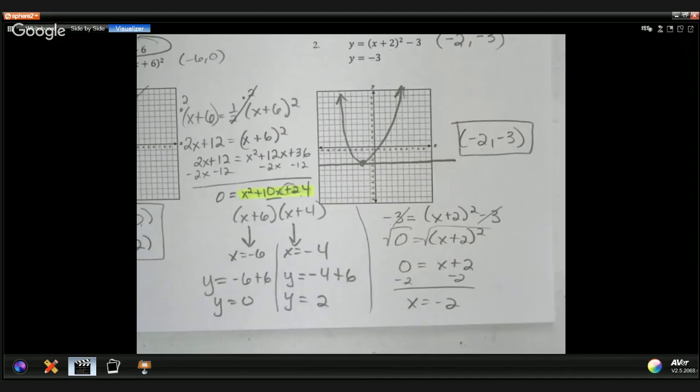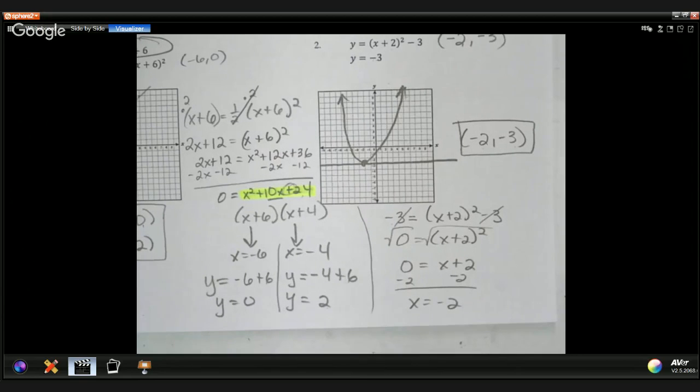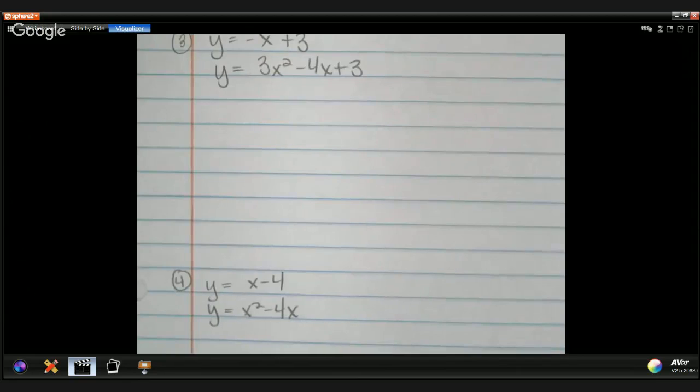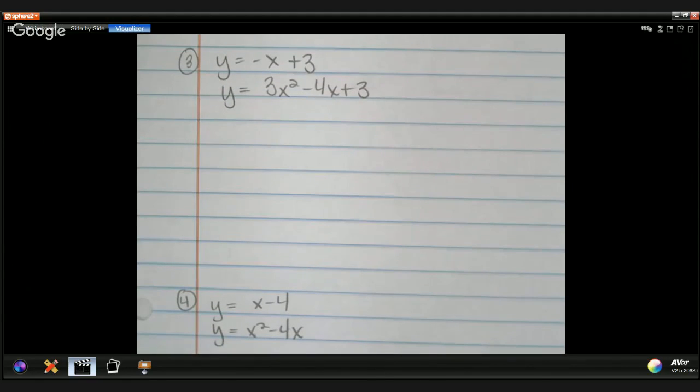Okay. All right, so what we're going to do now is we're going to do 2 problems. I want you to try them either by substitution or graphing. So you're going to copy the 2 problems down, and you're either going to do substitution or graphing, and then you're going to come back and see to check your answer.